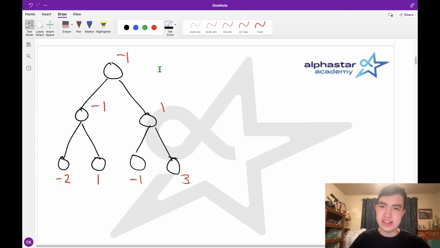Let's get a better idea of how our solution is going to work with an example. So we have our entire tree here, and we have all our normalized values. You can check that all of these values do add up to 0. So we want to try and get all the values in this tree to be equal to 0. So we start off at this root node here at the very top.